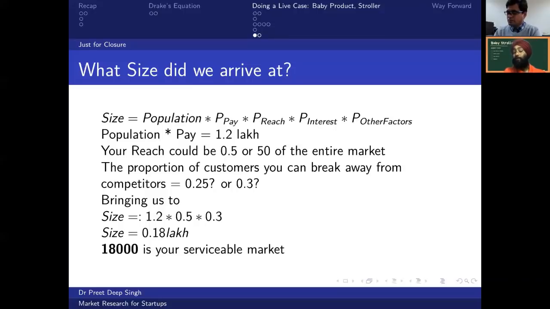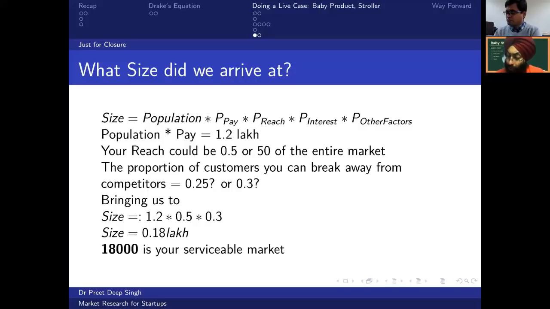Now, if you ask me, is 18,000 a big enough market? I don't know. Is it worth your time? Is 18,000 into 25,000 the total amount that you will ever earn from this entire venture? Is that good enough? Will that justify the sort of effort you are putting in? Will that justify the expenses that you are making in this? I don't know. You tell me.